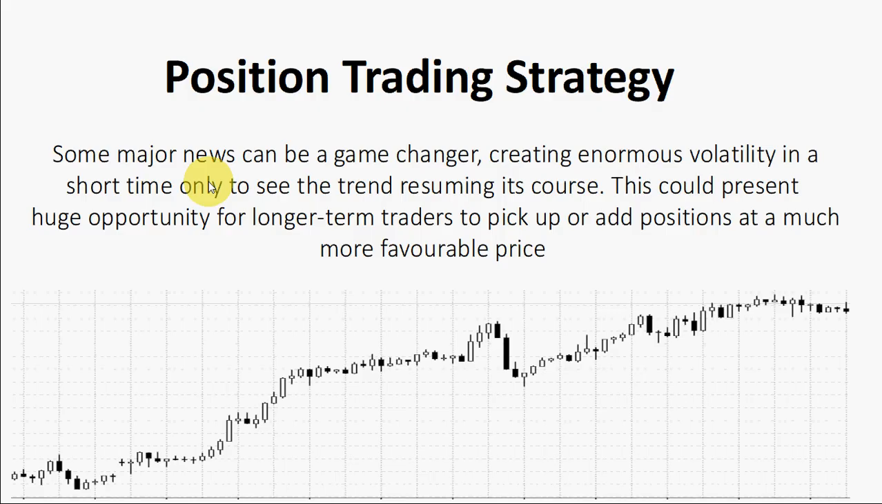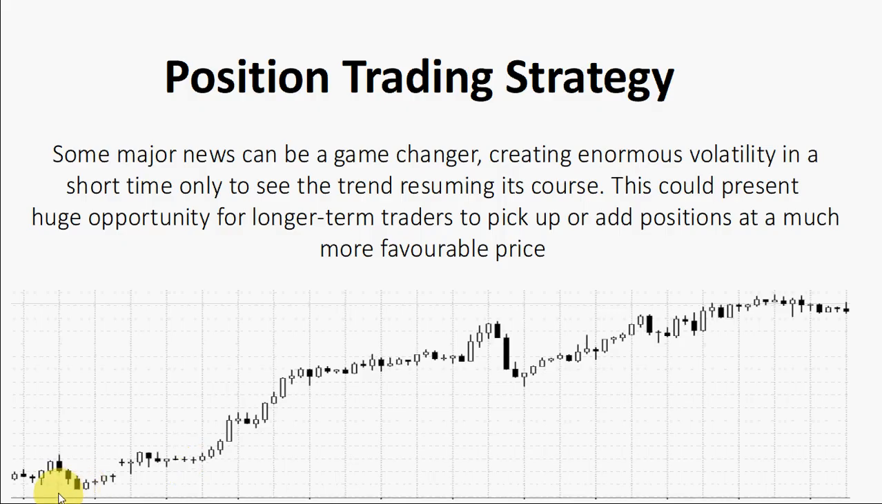This is a position trading strategy. So some major news can be a game changer. For example, creating volatility in a very short time, but you see the trend will resume its course. So it means that this is a huge opportunity for long-term traders to pick up a position they have been waiting to do for long. For example, this is a pair that is obviously in a long-term trend, as you can see. Let's say this is a 4-hour chart or daily chart. It is on a long-term trend, and suddenly here a news is released.